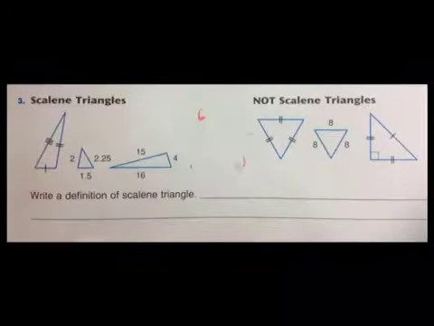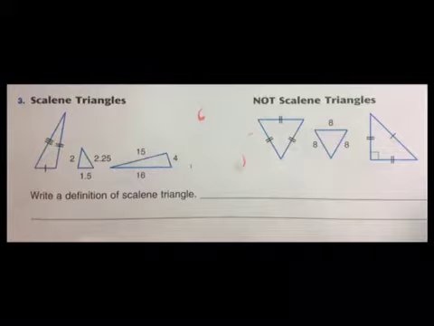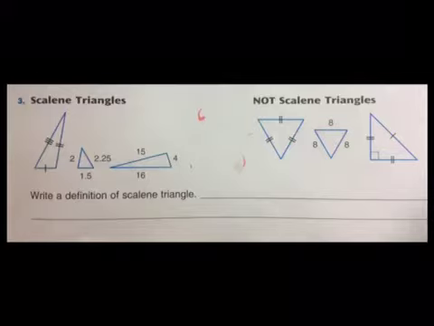Number 3, scalene triangles. Take a look at the images on this side of what constitutes a scalene triangle and what is not a scalene triangle. As you can see over here, by the markings, we have 3 lines, 2 lines, and 1 line. This indicates that all 3 lines are different lengths. On this side we have 2, 1.5, and 2.25. Over here we have 15, 16, and 4. So all 3 sides are all different lengths.